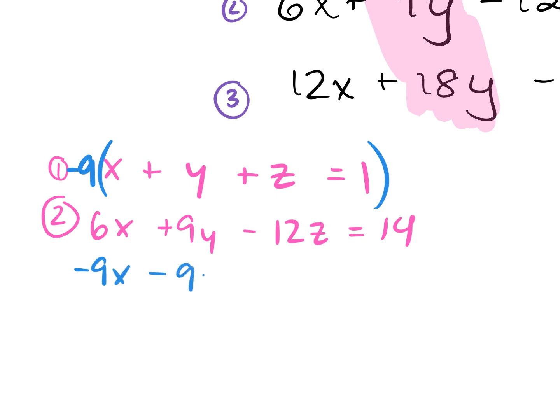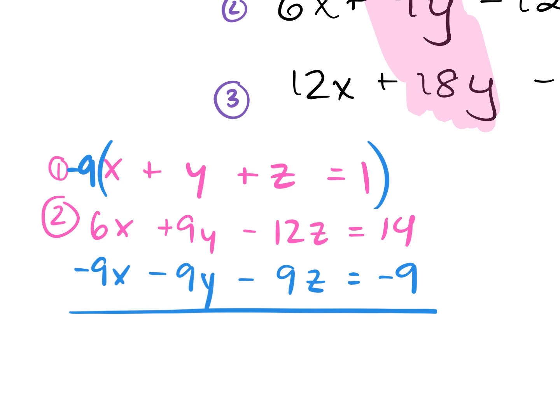So negative 9x minus 9y minus 9z is equal to negative 9. Do the y's cancel? Yep, so let's combine all the others. 6x minus 9x, negative 3x, negative 12z minus 9z, negative 21z, and 14 minus 9, 5.